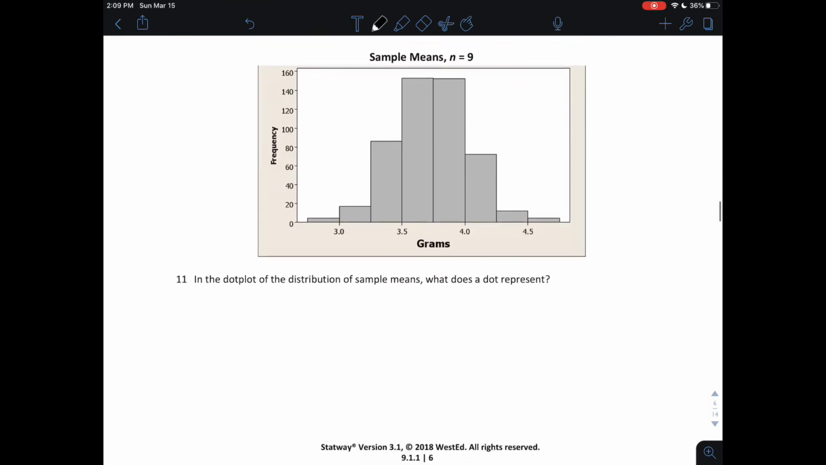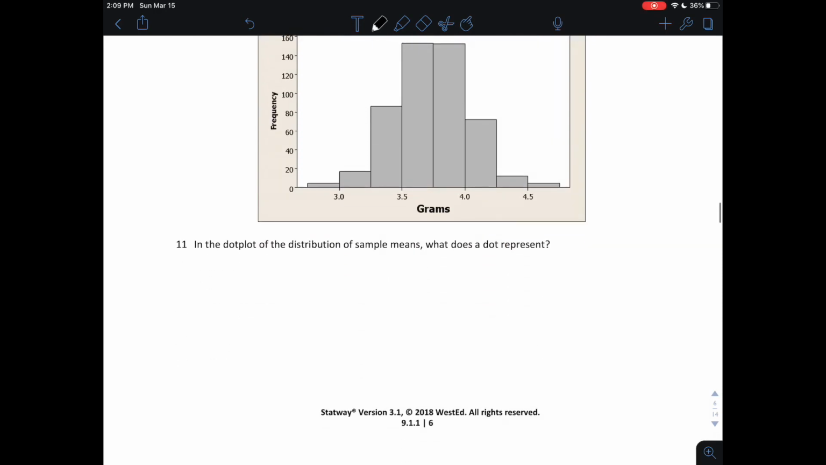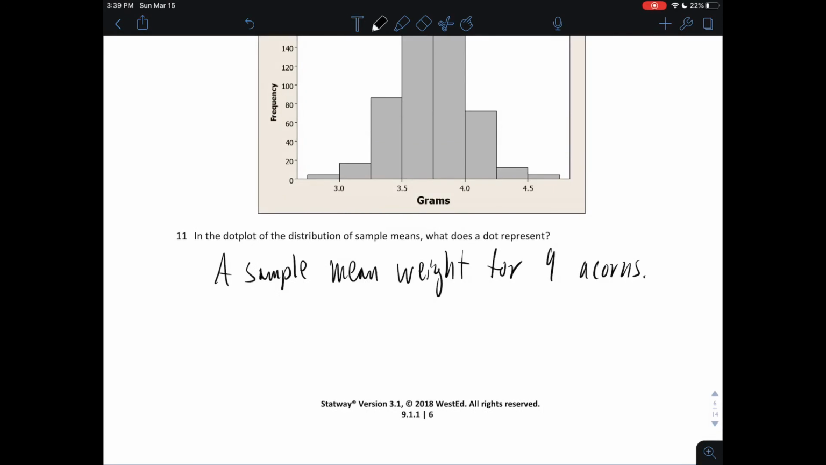Right below the dot plot is a histogram, just organizing that same information in a different way. Number 11 says, in the dot plot of the distribution of sample means, what does a dot represent? This is the same sort of answer we've seen before. That is a single sample mean weight for 9 acorns. So we could say a sample mean weight for 9 acorns. And here is your code word for this lesson. Acorn.